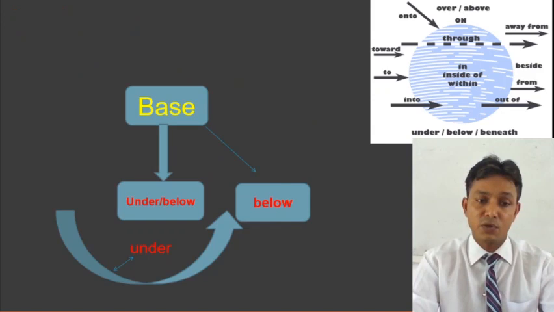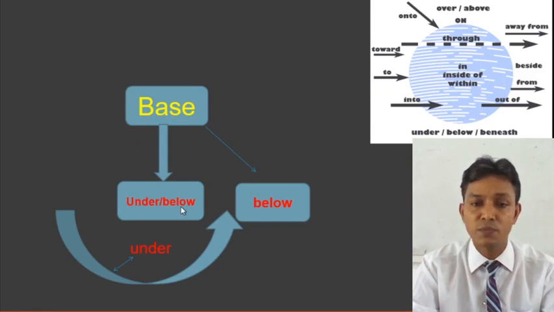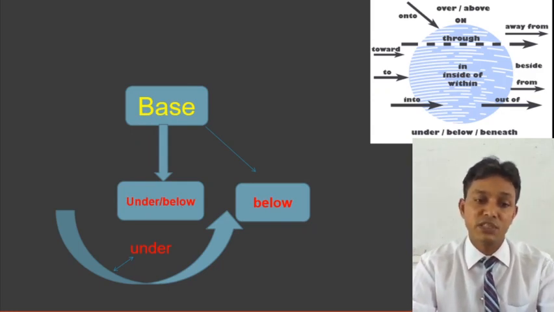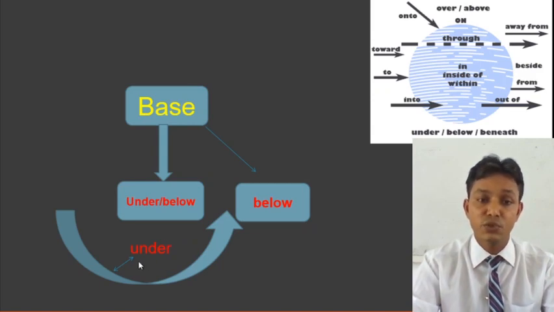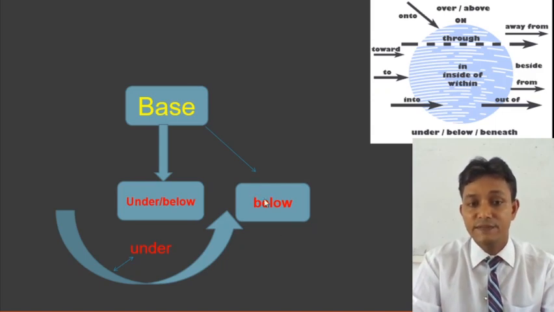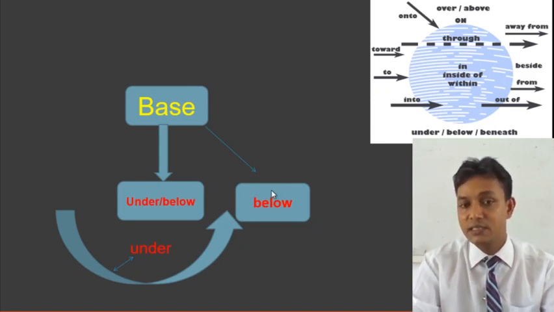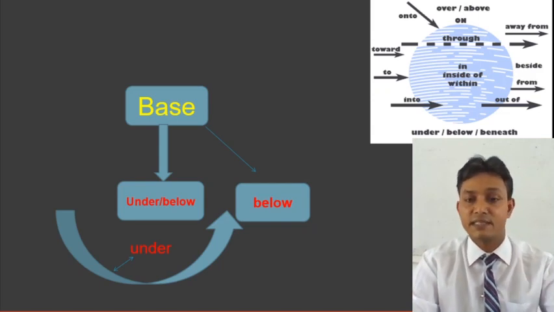Then we are going to discuss the use of under and below. This is the base form. If something is directly under or below or beneath something and the thing is static, there is no movement or motion, we use the prepositions under and below, both. But if there is any movement there, we use the preposition under instead of below. And if there is anything in an angular condition, we use the preposition below there. There are a lot of uses of under and below in different other cases.